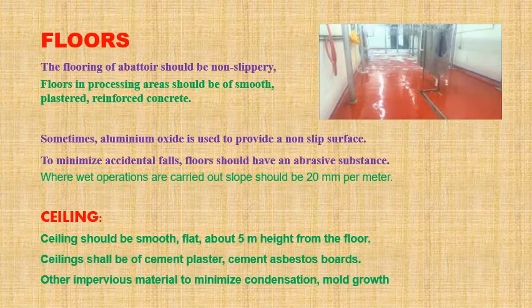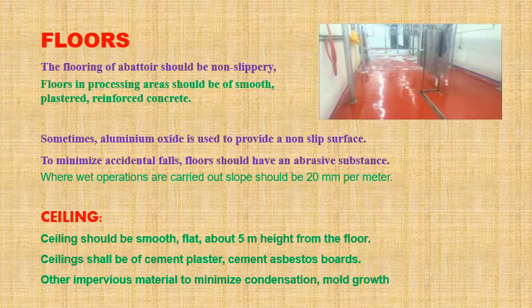Floors of the abattoir. The flooring of an abattoir should be non-slippery. Floors in processing areas should be of smooth, plastered, reinforced concrete. Sometimes aluminium oxide is used to provide a non-slip surface. To minimize accidental falls, floors should have an abrasive substance. Where wet operations are carried out, the slope should be 20 millimeters per meter. That is the ratio of sloping in the floor of the slaughter hall and many other halls or rooms.